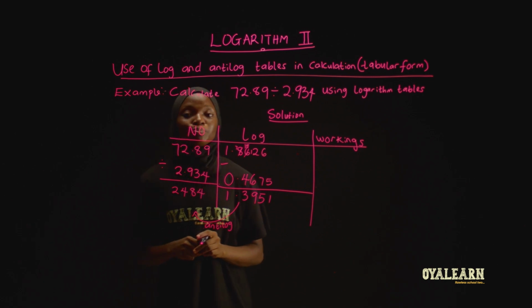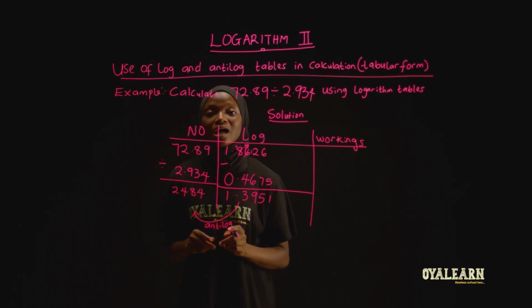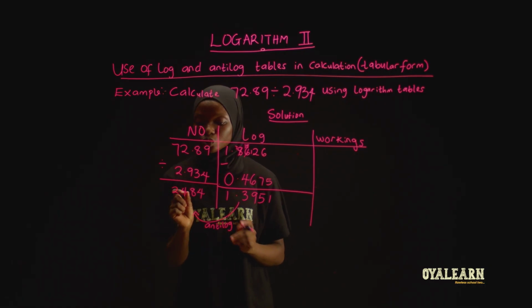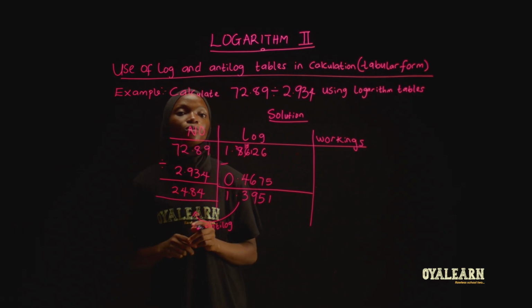2484. Now, to know where the decimal point is going to be, we have this integer 1, we add 1 to it, 2. So that means our decimal point will be after the first 2 digits, 1, 2. So that gives us our final answer, 24.84.